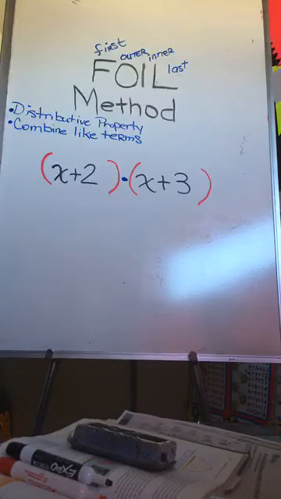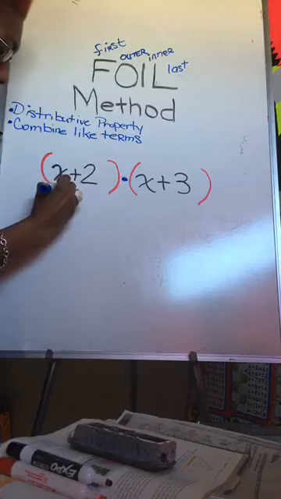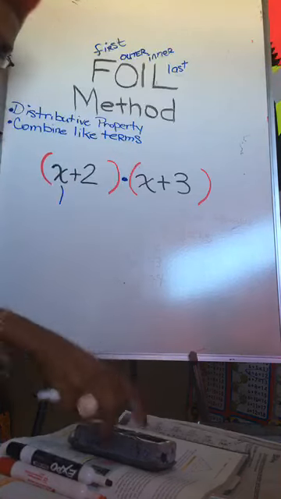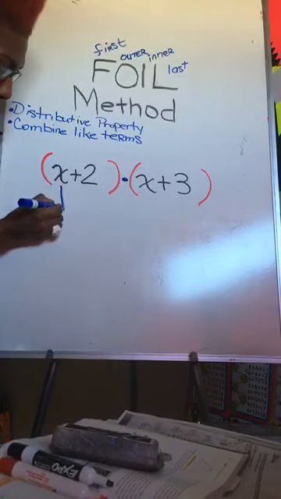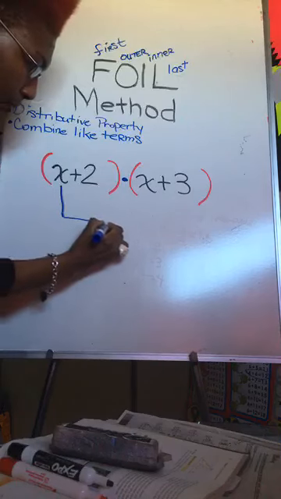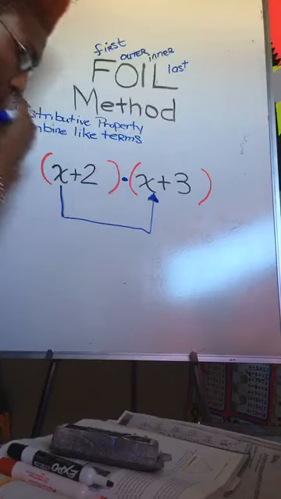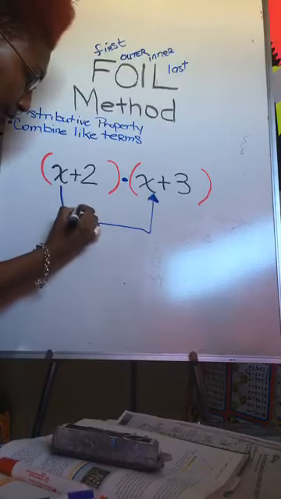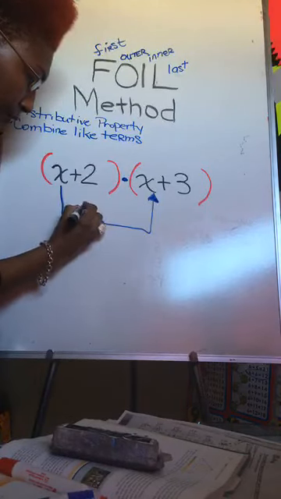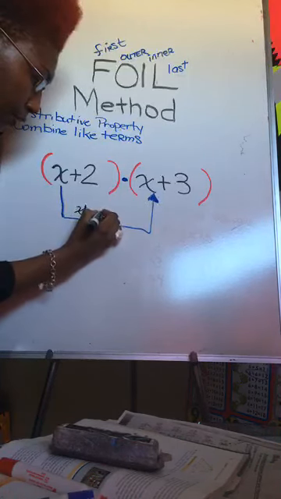Okay, I'm going to use my arrows to show you the first thing that we have to do. We have to go to F. So my first will start: we're going to take our variable x and multiply it by this x. So really this is saying x to the first power times this x to the first power.